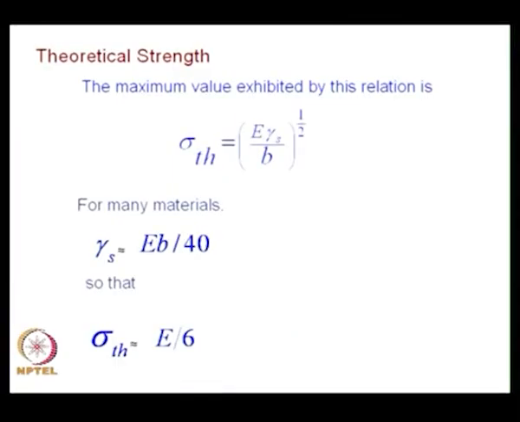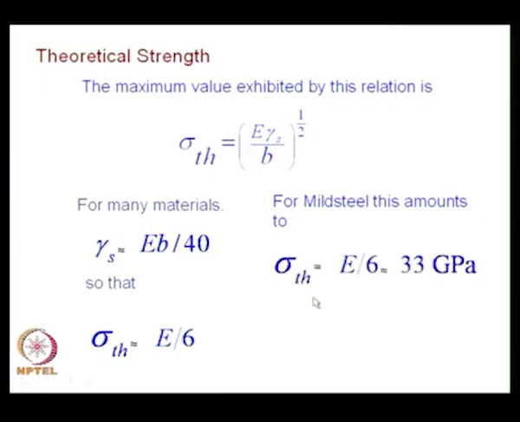We will look at mild steel, because mild steel everybody knows. Although we may not apply fracture mechanics to mild steel, to dispute the theoretical strength, calculations are way off when you compare with experimental results. Mild steel is a good example. In the case of a mild steel, you have Young's modulus as 200 GPa. So, 200 by 6 would be something like 33 GPa. Mild steel is nowhere near this.